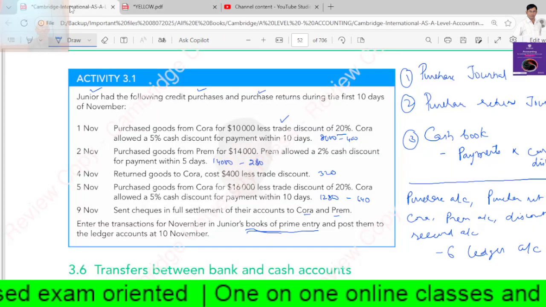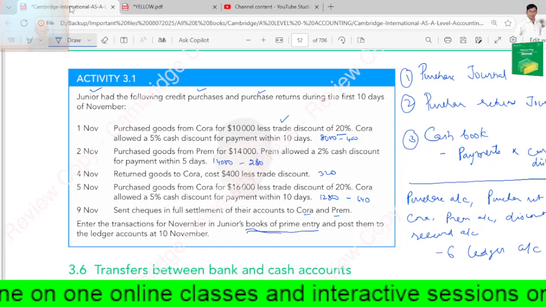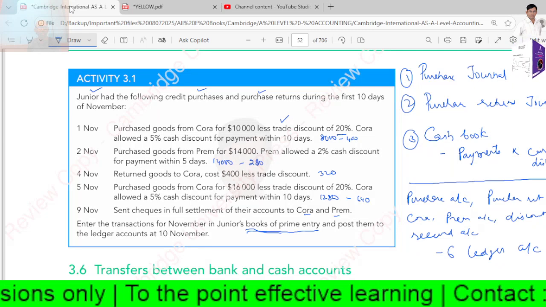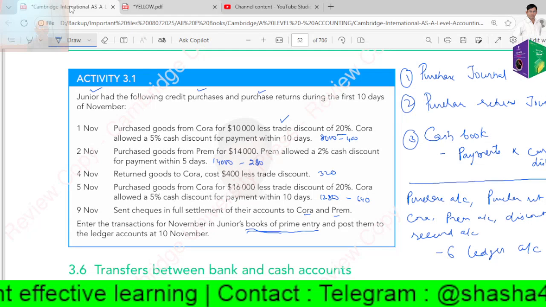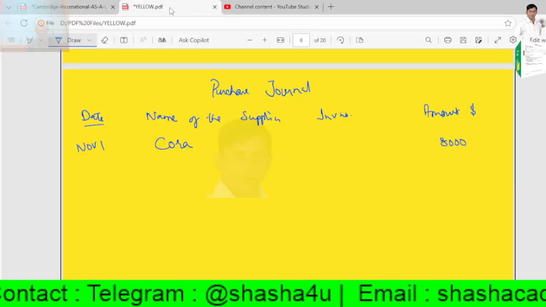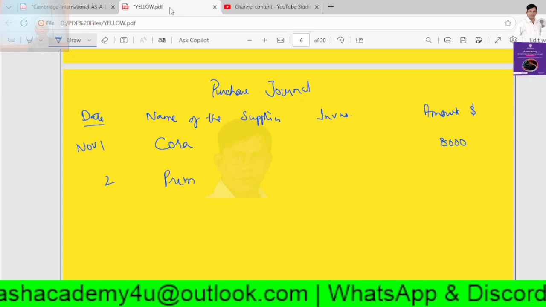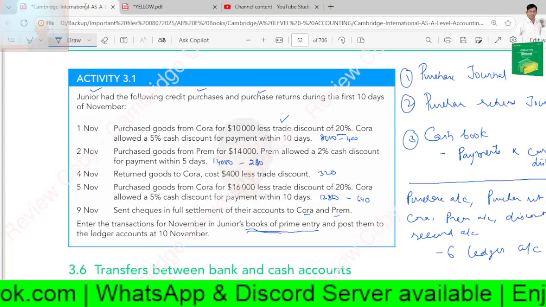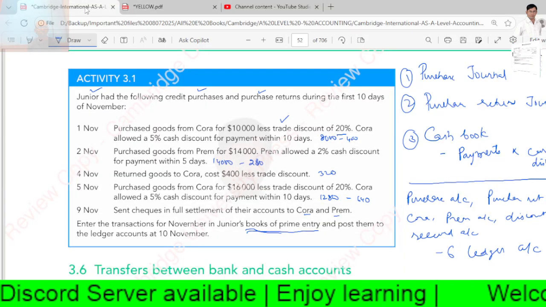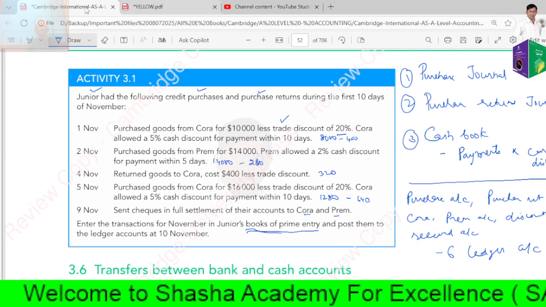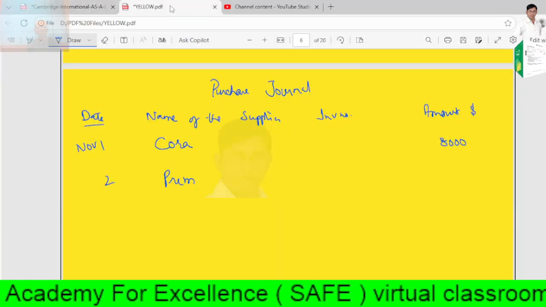Next, purchase goods from Prem. Again goods from Prem, that is on 2nd November. So 2nd November from Prem. So the amount is 14,000.